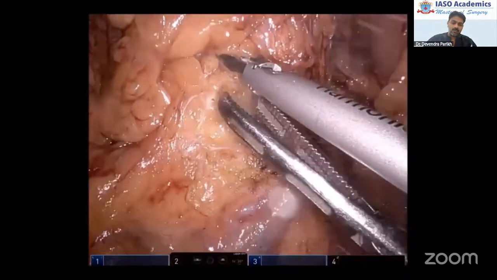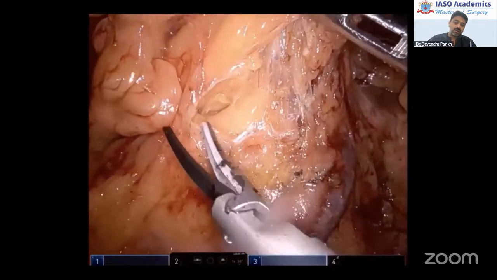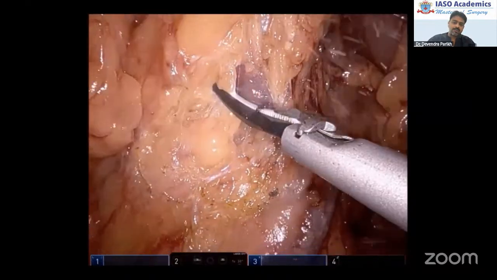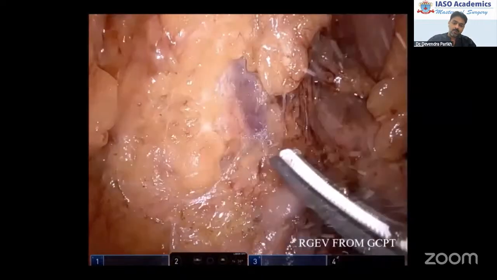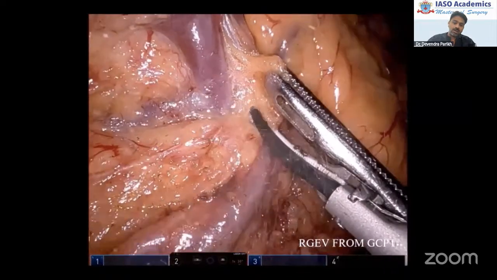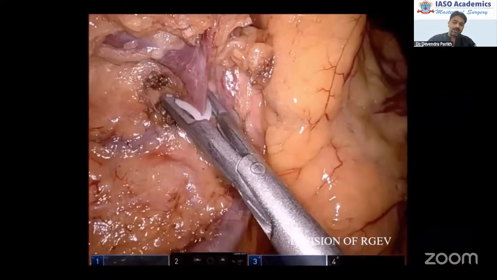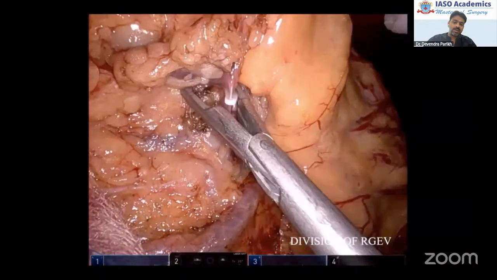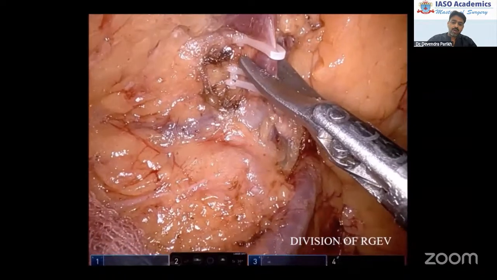In this pursuit, we might have to clear some of the station 14V lymph node, which is not typically part of D2 lymph node dissection, but many a time it actually helps us in defining the GCPT in a very appropriate way from the origin, so that we can take the entire lymph node basin along with the specimen. As you can see here, we are seeing the trunk of Henle and the origin of the GPCT. Here we are clipping the right gastroepiploic vein and cutting.